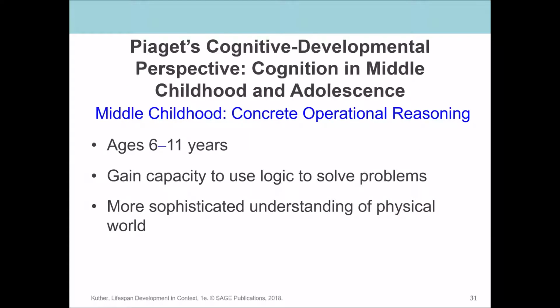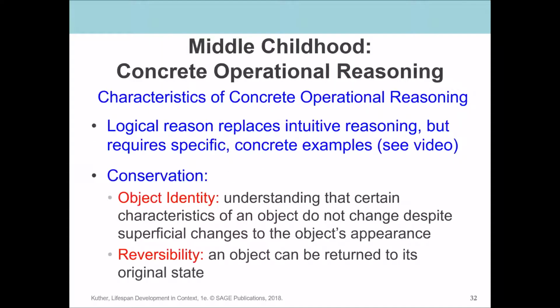In the concrete operational stage, so this is the 3rd stage, from between about ages 6 to 11, children gain the ability to use logic to solve problems and have a better understanding of the physical world around them. So logical reasoning replaces intuitive reasoning, but it requires specific concrete examples. And I'll post a video demonstrating this in a young child. So they have logical reasoning.